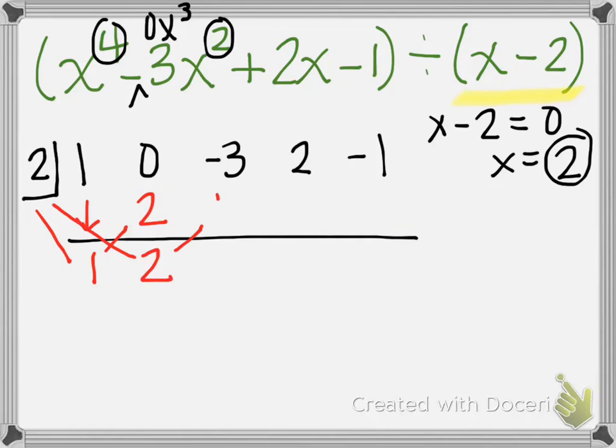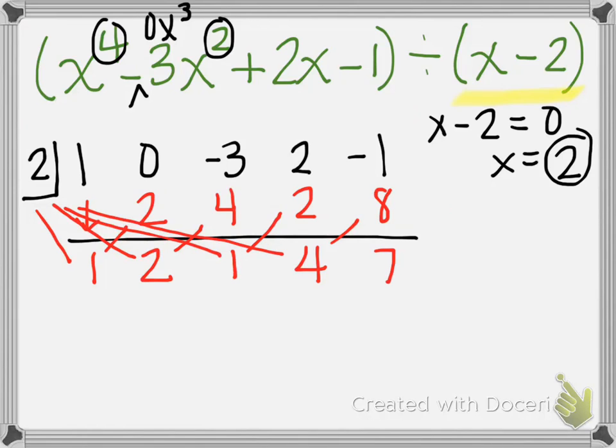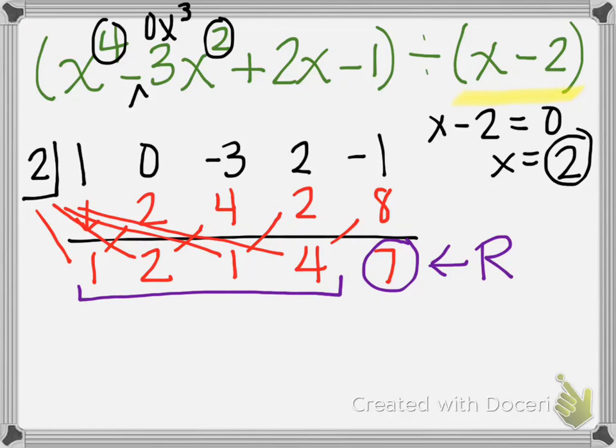2 times 2 is 4. Add straight up and down. 2 times 1 is 2. Add straight up and down. 2 times 4 is 8. Add straight up and down. So this last number is my remainder. And these front numbers are now the coefficients of my quotient. Okay, a quotient is just the answer when you divide something.